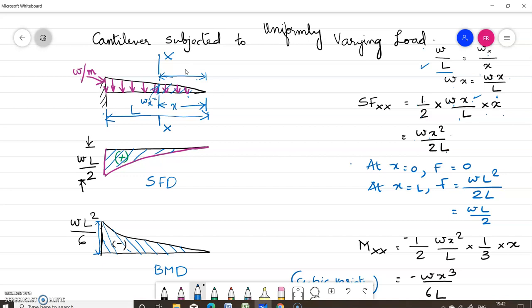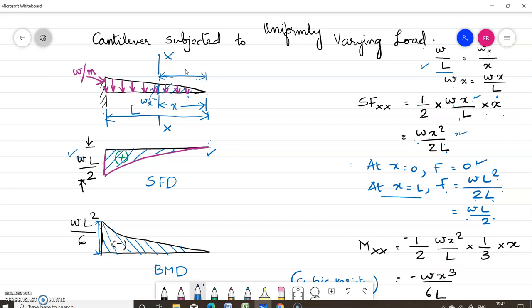Now we have to find the value of shear force at x equal to 0. When we substitute x equal to 0, you will get the shear force as 0. That is, in the shear force diagram, the value at the free end is equal to 0. Now we have to find the value at x equal to L. Substituting x equal to L in this equation, we will get the shear force equal to wL square by 2L, which is equal to wL by 2. So the maximum ordinate is wL by 2.